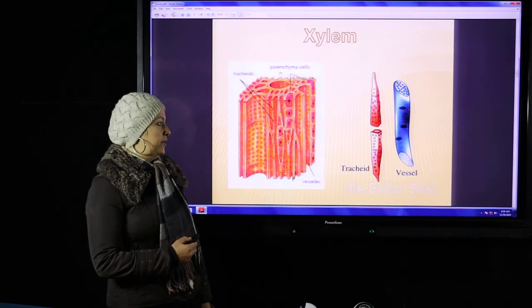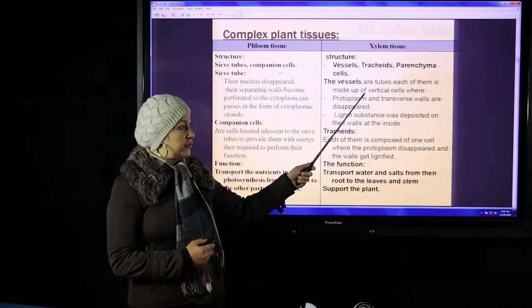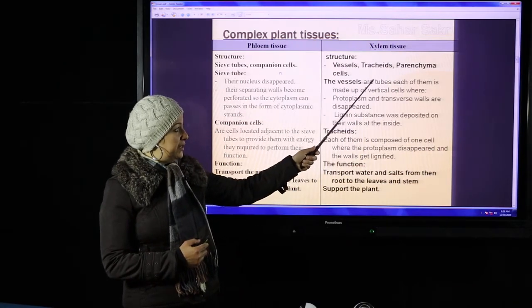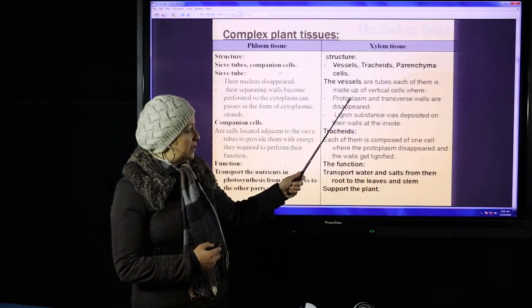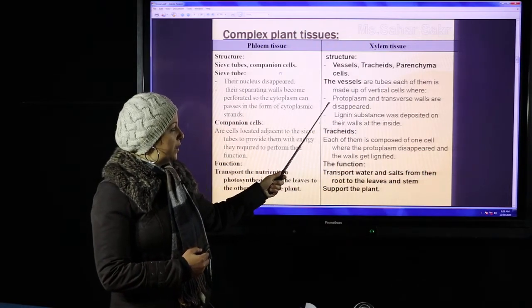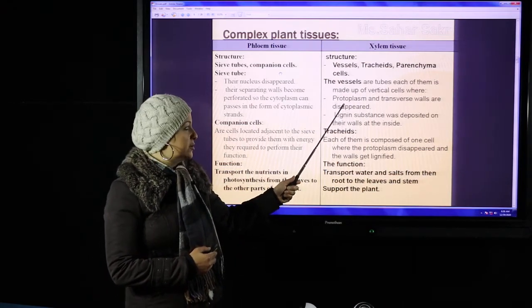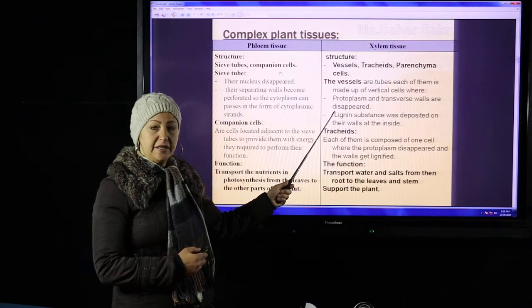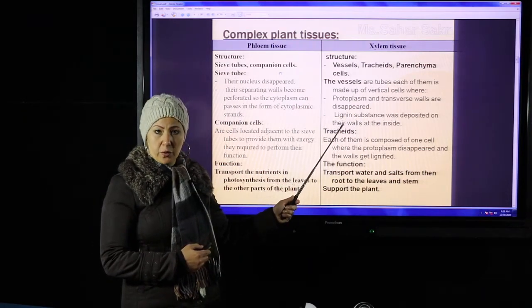Okay? So let's talk about the structure of the xylem tissue again: vessels, tracheids, and xylem parenchyma. The vessels are tubes. Each of them is made up of vertical cells where the protoplasm, meaning the cytoplasm and nucleus, and the transverse walls have disappeared. Lignin substance was deposited on their walls.